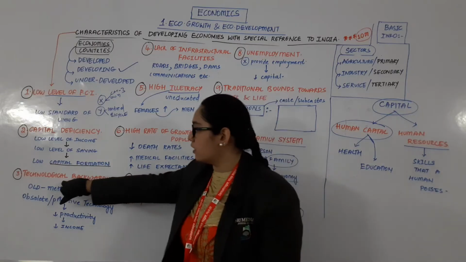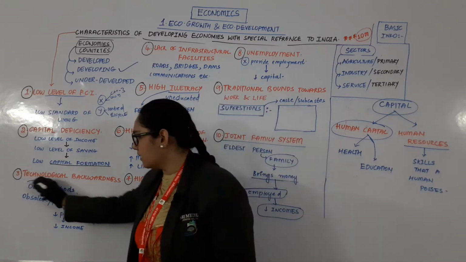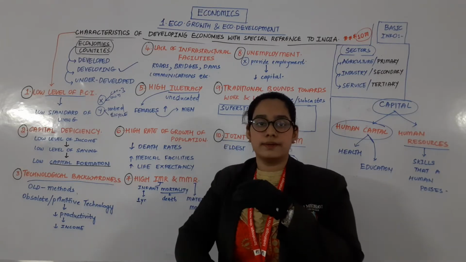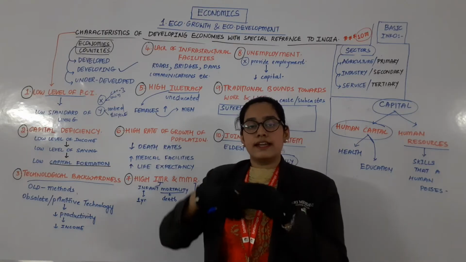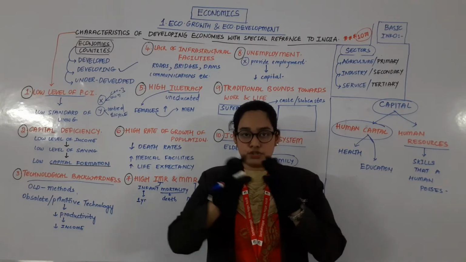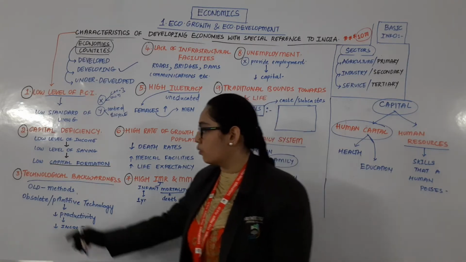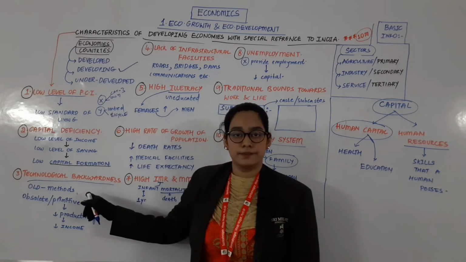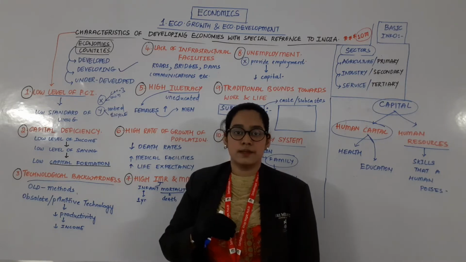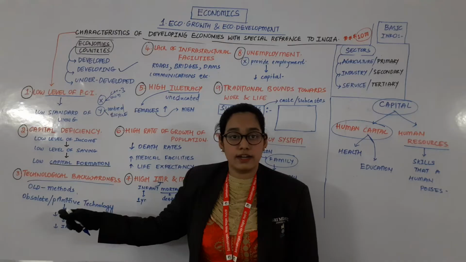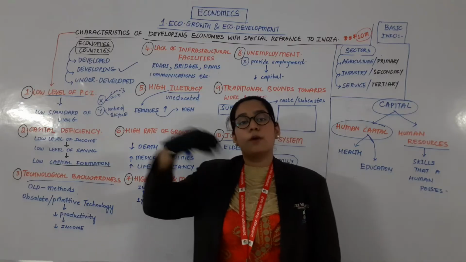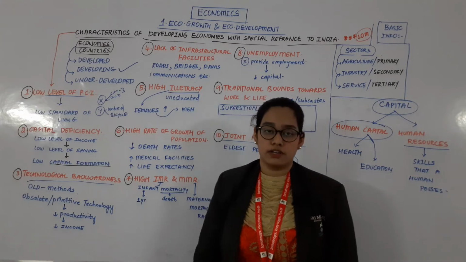The third point, technological backwardness. You can understand the meaning from this side heading itself. Technological backwardness means the technology which we are using in production is backward. Whatever methods we are using in production are old methods. For old, there are more synonyms, more words you can use instead of old. That is obsolete, primitive. So, we are using obsolete technology, primitive technology.